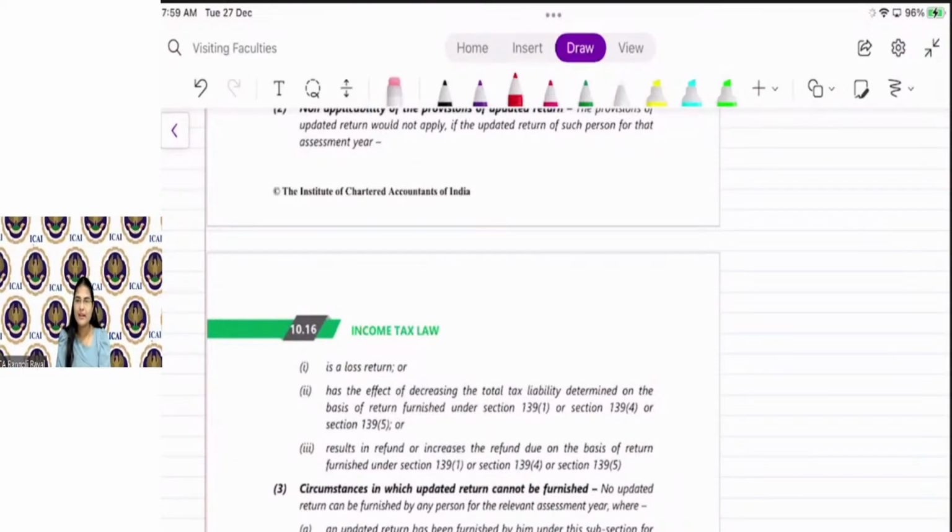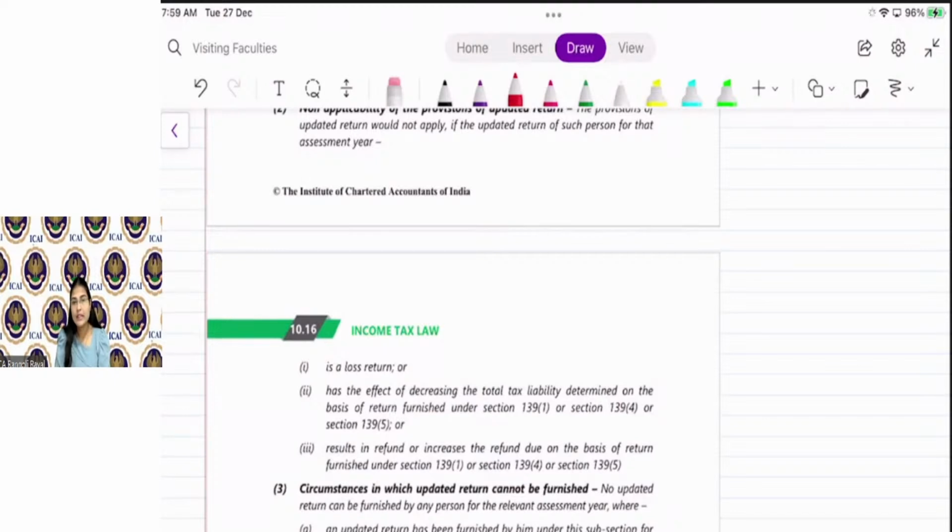See, the updated return is only allowed if you forgot to mention some income, and because of that income, your liability will increase. So you cannot file a loss return as an updated return. So if I forgot to file my return of income and I have a loss under capital gain, I cannot file an updated return and claim the carry forward of losses.